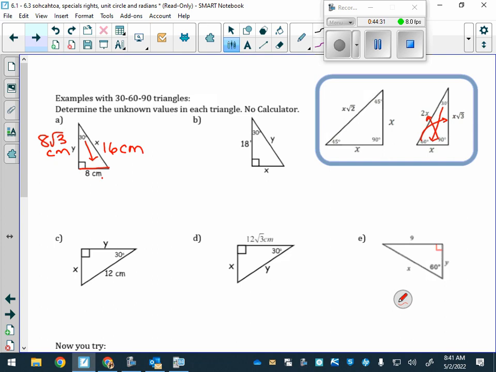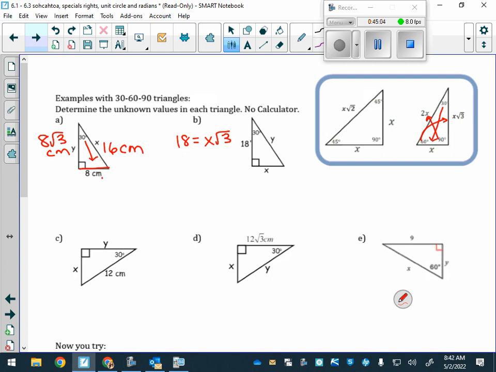All right. Now what are we given in B? Are we given 30, 60, or 90? Which one? 60, right? So what is that measurement supposed to equal? X root 3. So we set up the same way. 18 equals x root 3. How do we go about solving?